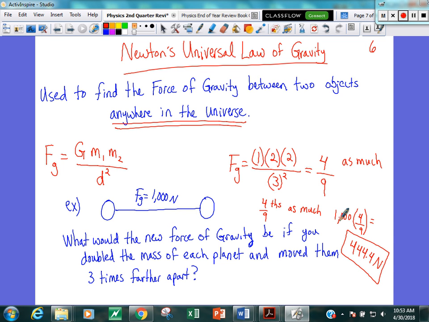Well, how would you figure that out? Well, you take what it was before, 1,000, and times it by 4/9. If you do that, you get 444.4 newtons.